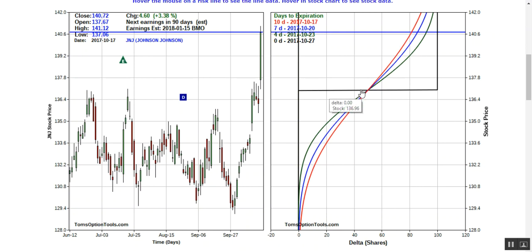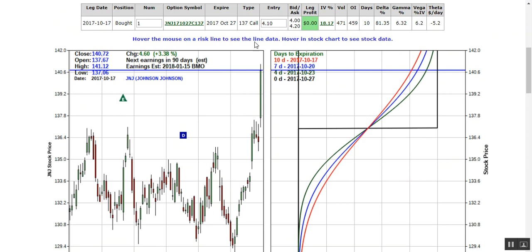So the horizontal black line that you see here is the stock price that corresponds with the strike price. That's 137 strike, so that horizontal black line means 137 on the stock. And at expiration, anything under 137 is going to have a delta of zero. Anything above 137 at expiration will have a delta of 100. And the horizontal blue line is where we're at right now.